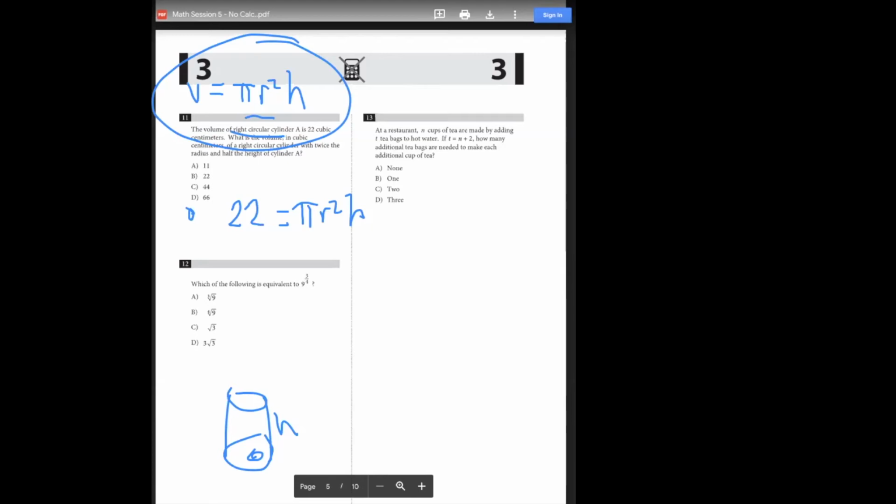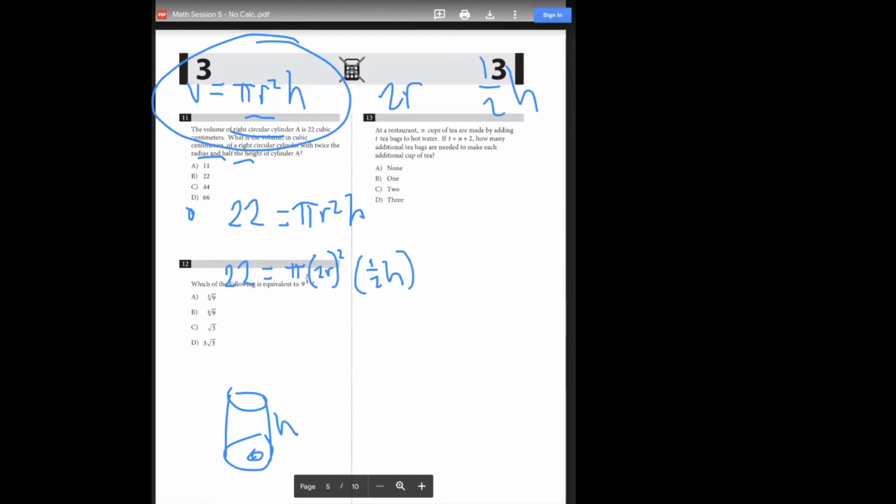So really, maybe we can write this out first. It's going to be 2 times the radius and 1/2 of the height, right? Because it's twice the radius, half the height. So what I'm going to do is plug in these variables into this equation. So we have 2r over here squared, because it's the radius squared. You have to remember that. And then the height, which is going to be 1/2 h.